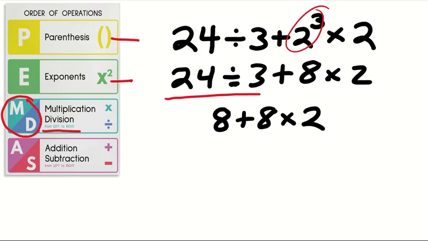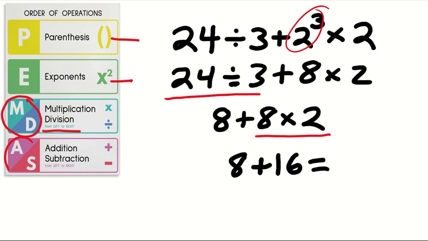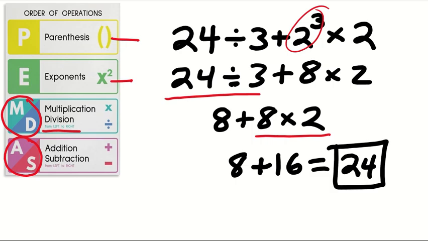Now, I got to do my multiplication before my addition. So that leaves me 8 times 2 is 16. And to finally solve this, we do the last step, which is our addition and subtraction. We just simply add 8 to 16, which gives me 24. That wasn't so tricky. Should we do another one and see if we get tripped up? How about this one with parentheses and an exponent?